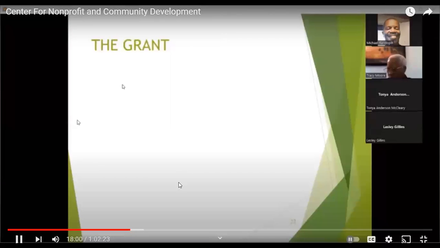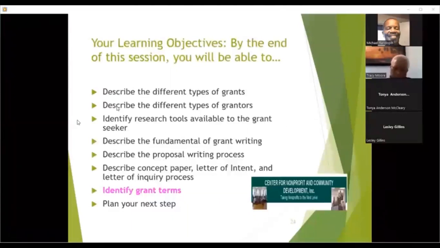This part of the class is going to talk about how to fund the organization and how to operate the organization, and the infrastructure that you have to have in order to go for your big grants. So, what are your takeaways from the class tonight related to grants?